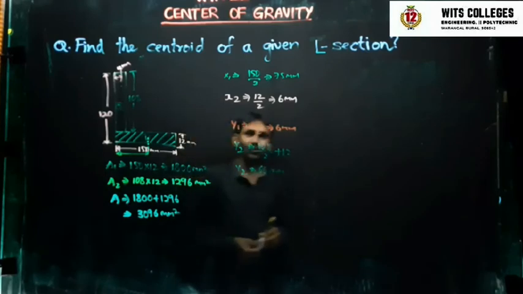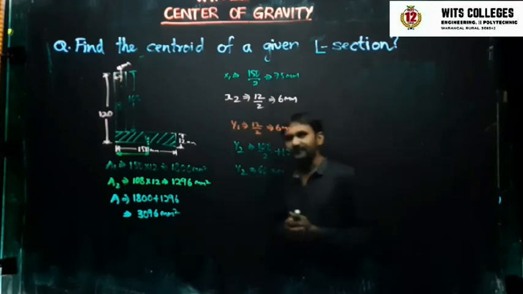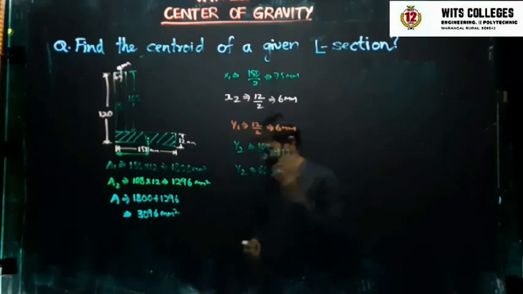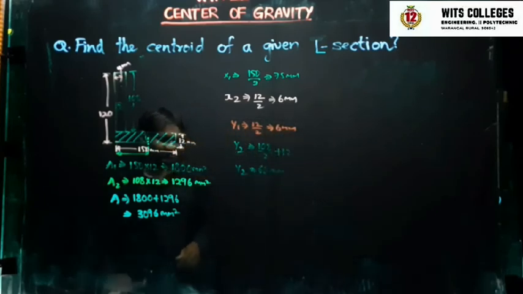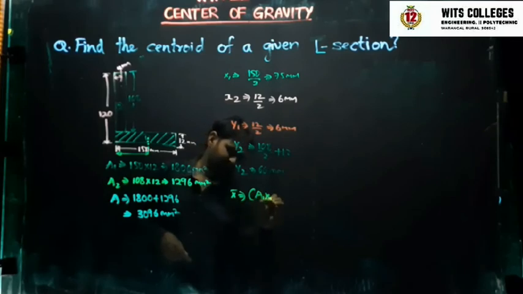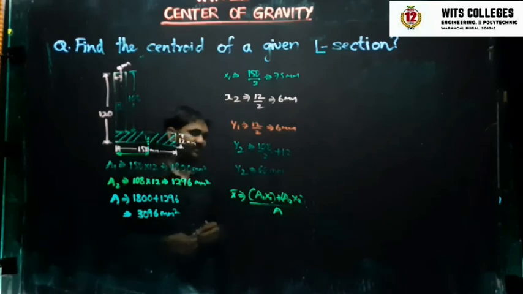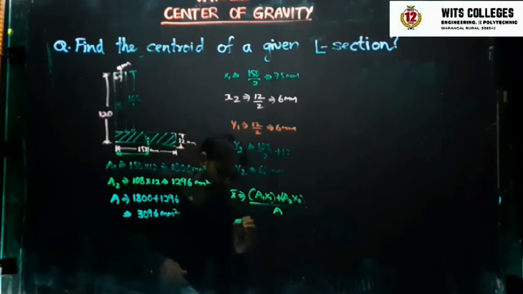Yes. You got A1, A2, y1, y2, x1, x2. Now you can go for the two formulas, that is the x bar as well as y bar formulas. What is the x bar formula? x bar equal to A1 x1 plus A2 x2 by capital A. Now we have to substitute the values. What is A1? A1 equal to 1800. I'm substituting here.